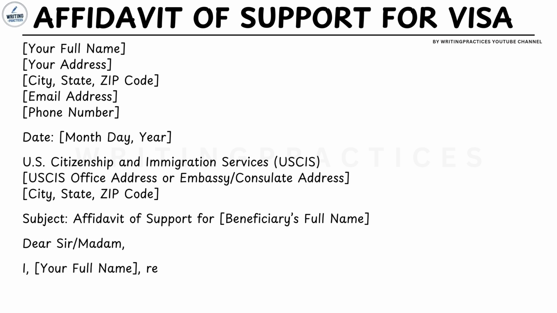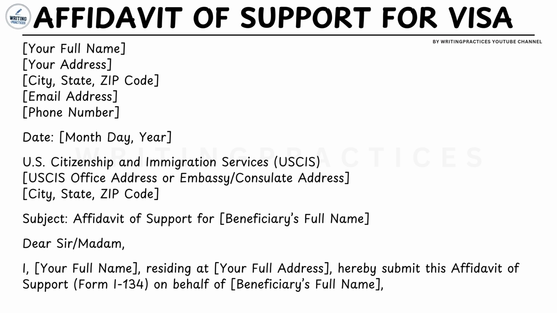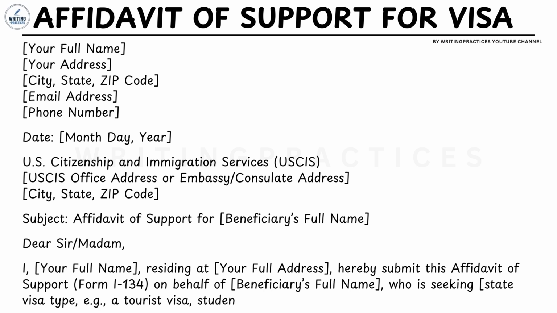Opening paragraph. Purpose of the letter. In this section, state your intent to provide financial support for the beneficiary. Be clear about your relationship with them and the visa they are applying for. For example, I, your full name, residing at your full address, hereby submit this Affidavit of Support, Form Y-134, on behalf of beneficiary's full name, who is seeking state visa type, such as a tourist visa, student visa, etc., to enter the United States. This paragraph establishes your identity, your relationship to the beneficiary, and the purpose of the affidavit. It's a critical introduction that frames the rest of the letter.